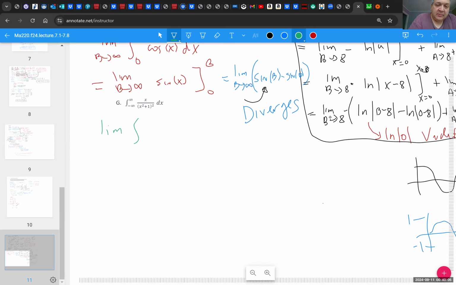Instead of negative infinity, I'll write a, and I'll have a tend to negative infinity. And I'll choose something in the middle like 0. And here's my function. And then I'll do another limit. And this time I'll go from 0 to positive infinity, but I'll write a b there instead of infinity. And then I get the same function.